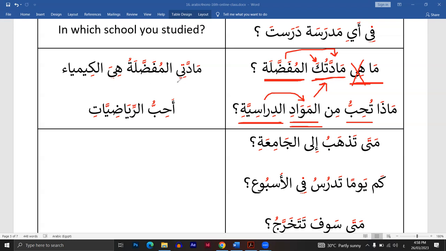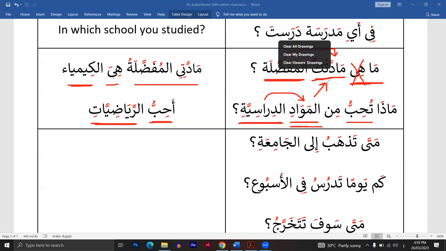Okay, I can say maddati al-mufaddala, my favorite subject, hiya al-kimya, chemistry. Or you can use the verb yuhib. Uhibbu al-riyadiyat. Riyadiyat means mathematics. I know many people are afraid of mathematics, but for me, I like mathematics.